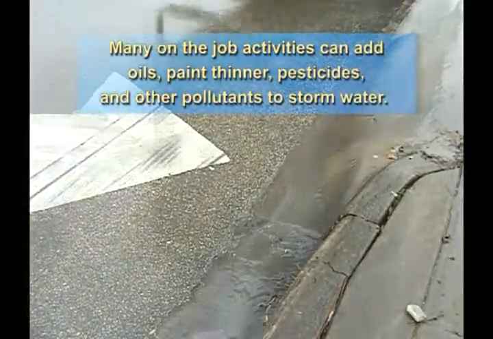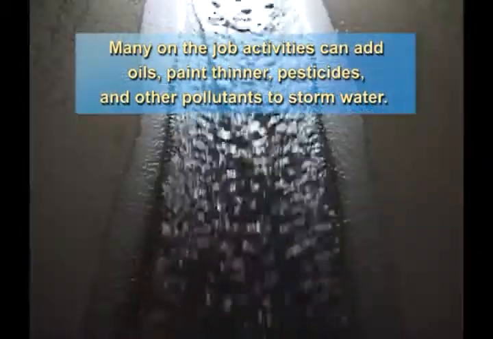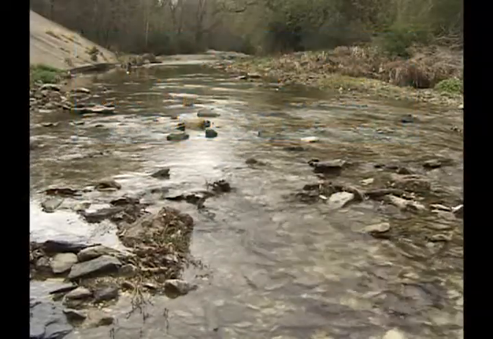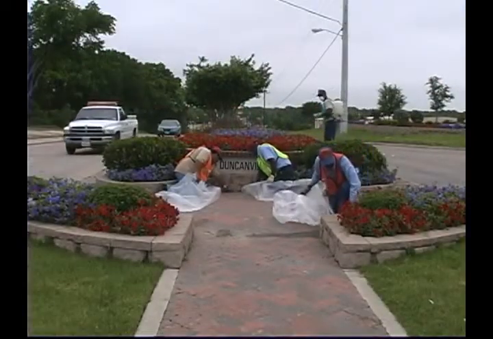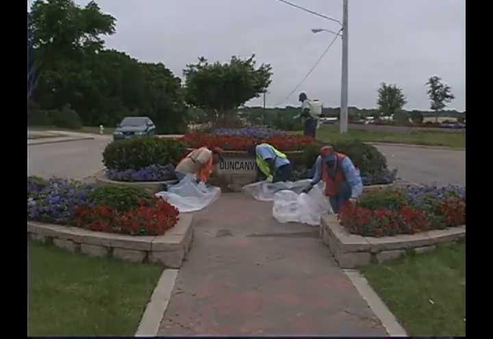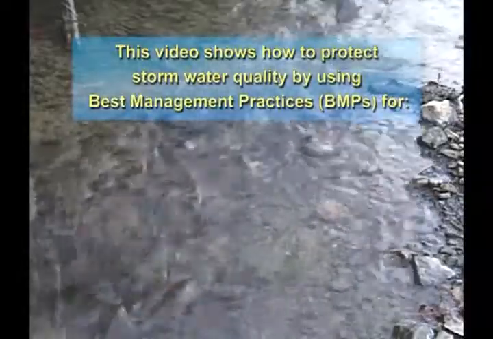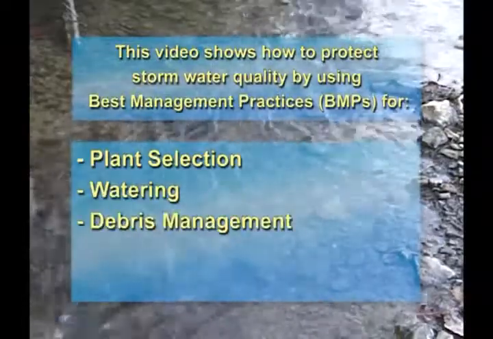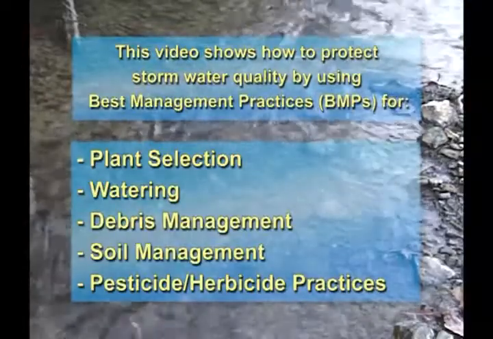Many on-the-job activities can add oils, paint thinner, pesticides, and other pollutants to stormwater. They then flow right into the waterways. Employees who maintain our parks and landscaped areas can help reduce water pollution by following precautions in their daily activities. This video will show how to protect stormwater quality by using best management practices for plant selection, watering, debris management, soil management, and pesticide and herbicide practices.